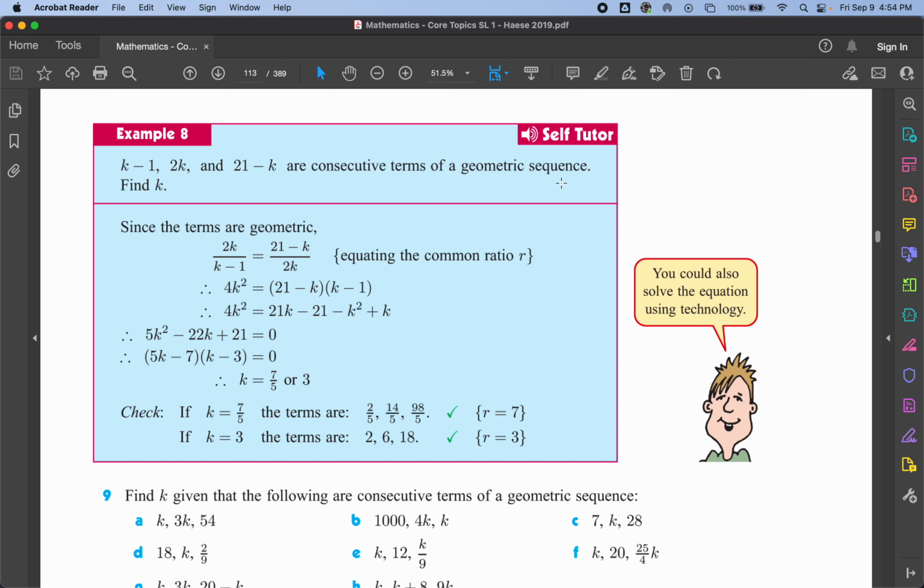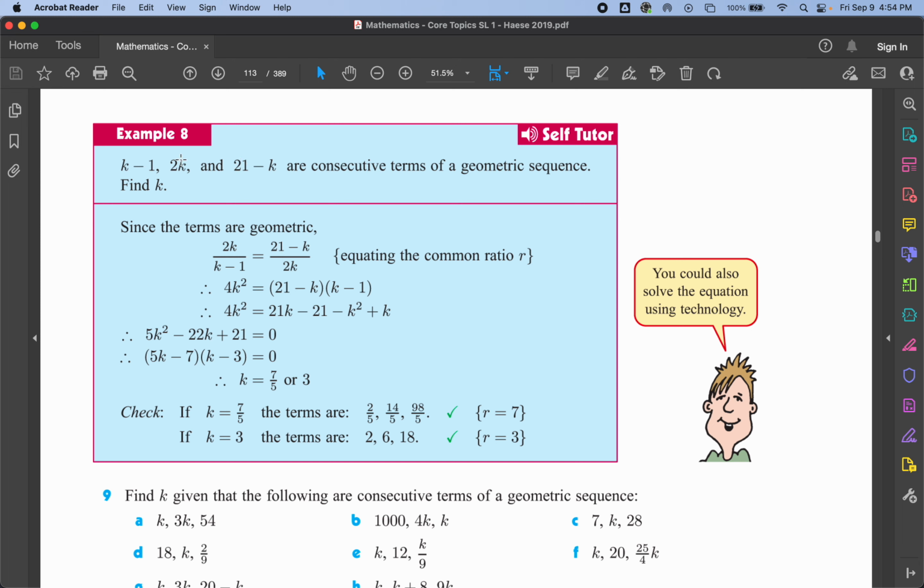Here's the problem that we're going to generate a quadratic out of. It says we've got consecutive terms of a geometric sequence, and the goal is to find k in this sequence of consecutive terms. If we have a geometric sequence, that means that the next term is generated by multiplying by a common ratio, which we call r.